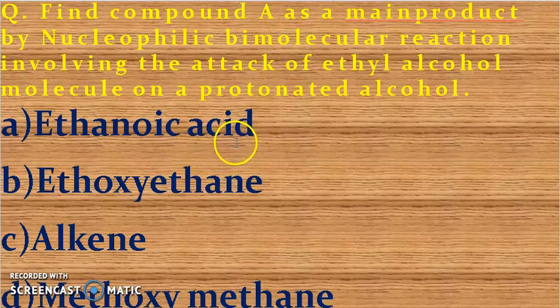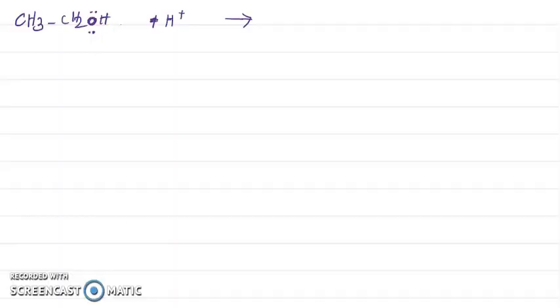They have given four options here: ethanoic acid, ethoxyethane, alkene and methoxymethane. From that we have to choose one option, right? Let's go to the board here. In the question they have mentioned that the reaction is between the ethyl alcohol and protonated alcohol. There is an attack of ethyl alcohol on the protonated alcohol.